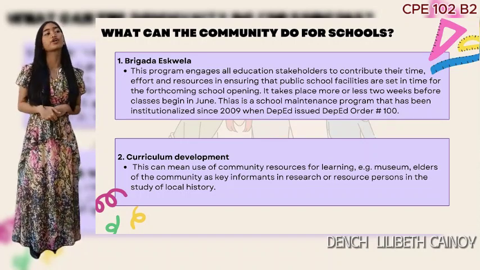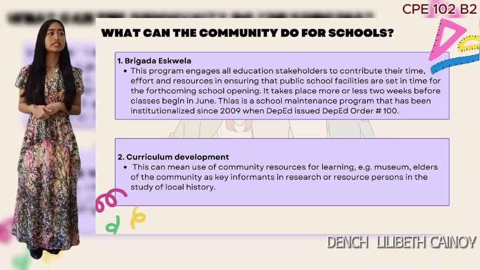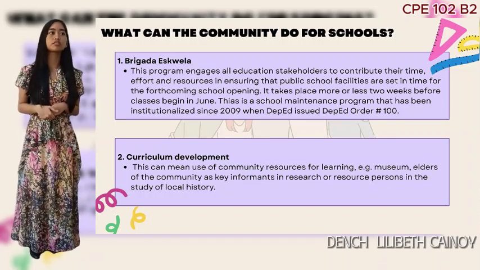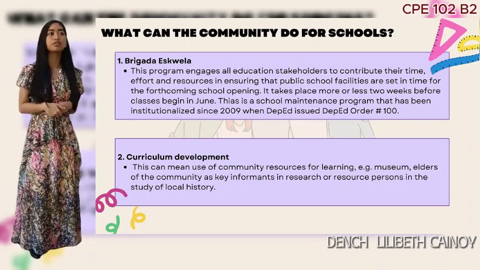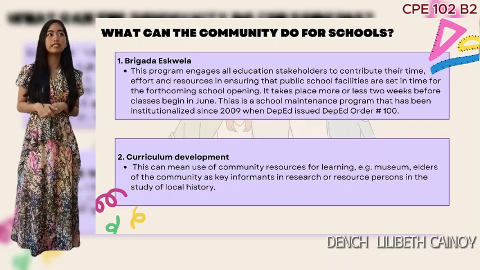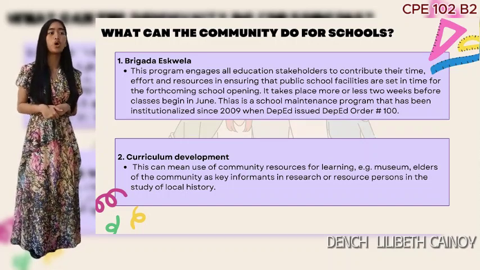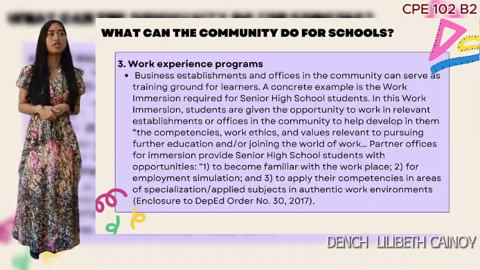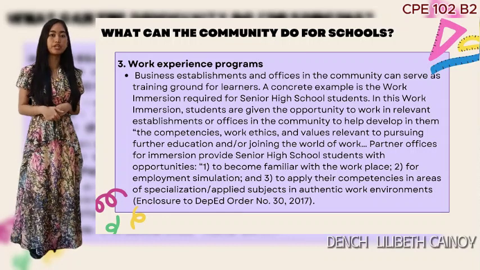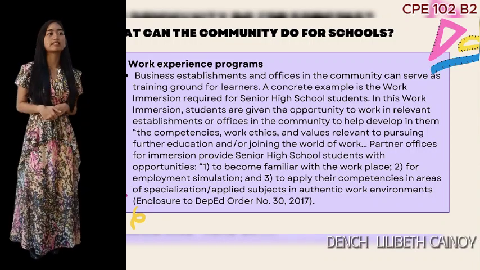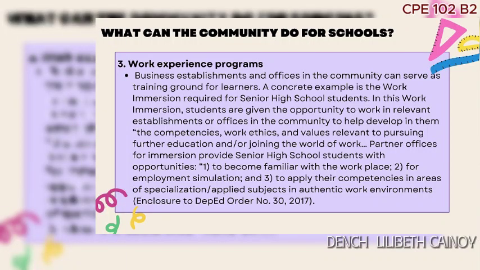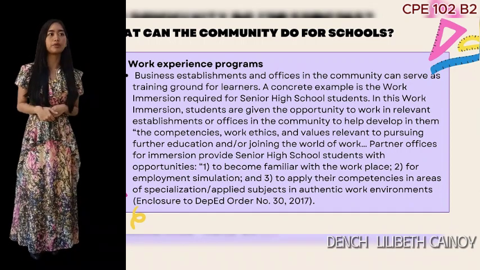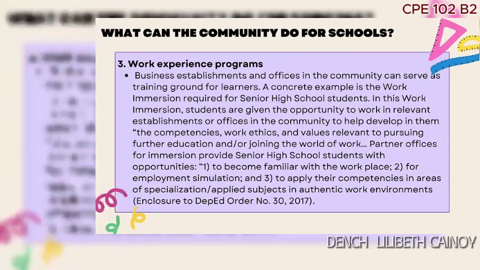Number 2, curriculum development. This can mean use of community resources for learning. Example, museum, elders of the community as key informants in research or resource persons in the study of local history. Number 3, work experience programs. Business establishments and offices in the community can serve as training ground for learners. A concrete example is the work immersion required for senior high school students.